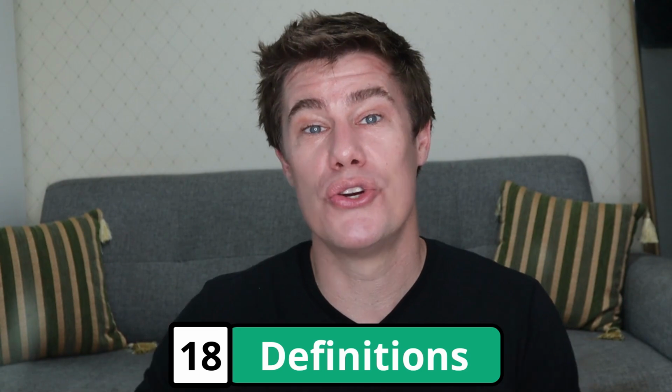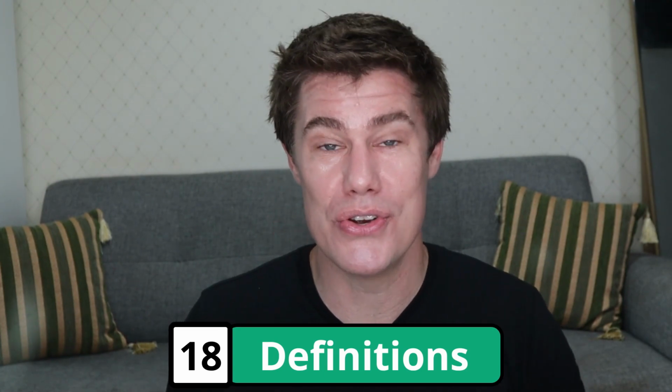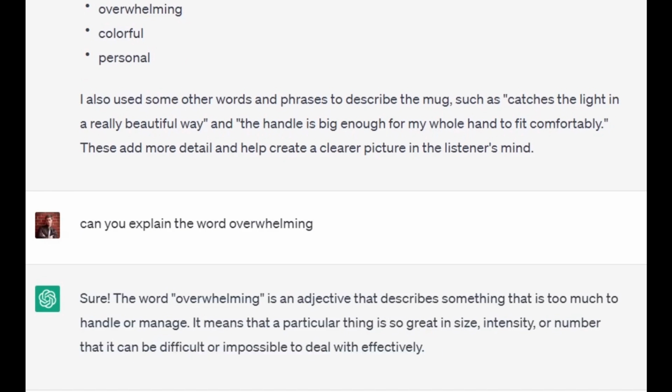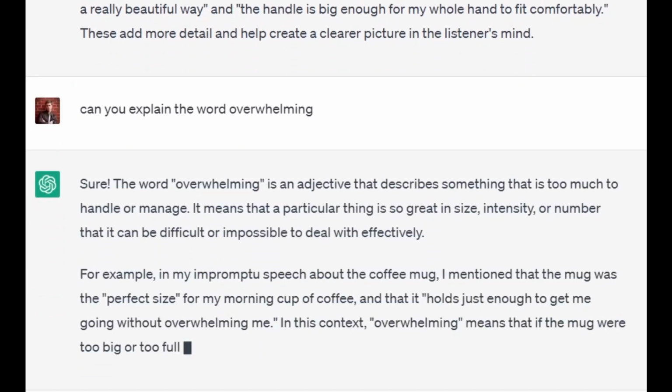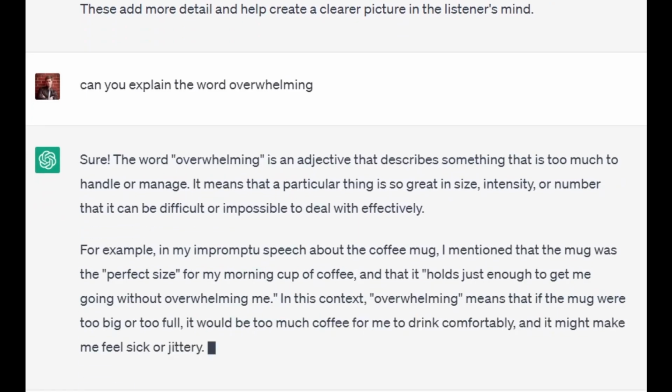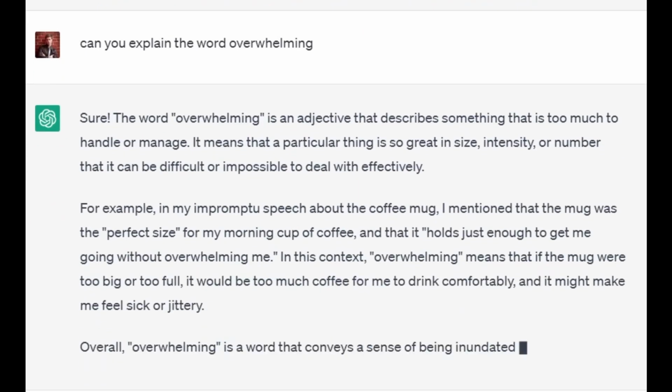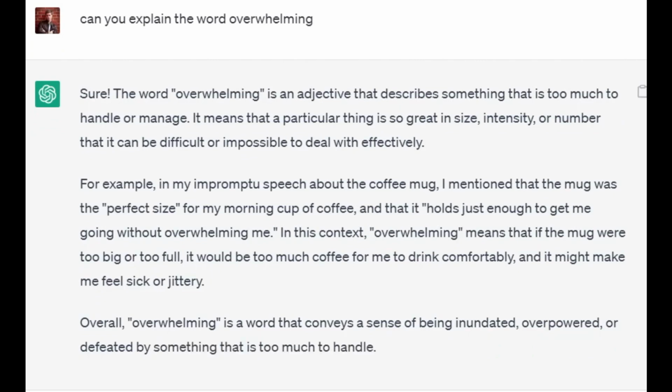Ask ChatGPT to explain some vocabulary to you that you don't know. Can you explain the word overwhelming? It's an adjective that describes something that is too much to handle or manage. It means that a particular thing is so great in size, intensity, or number that it can be difficult or impossible to deal with effectively.